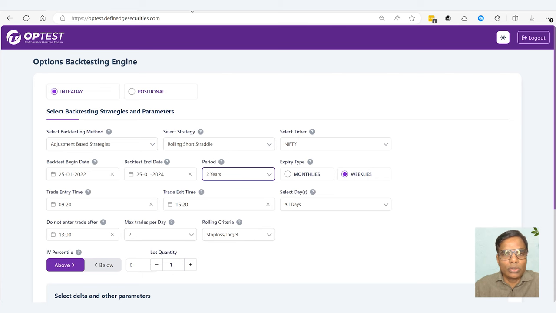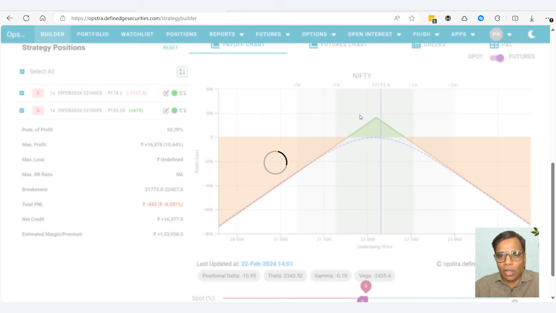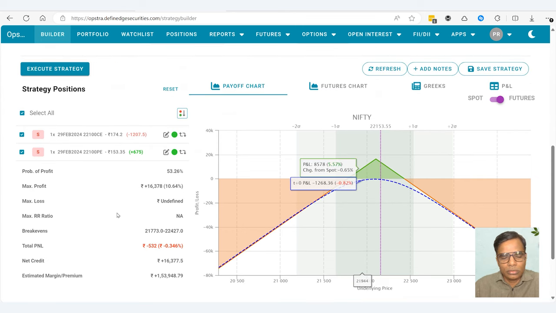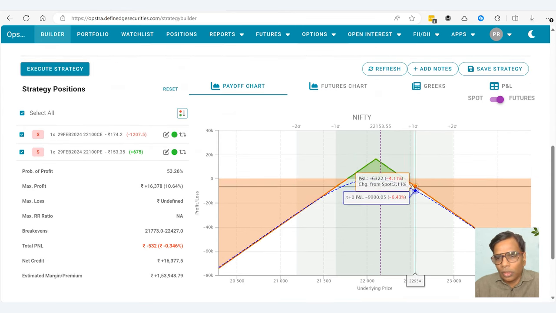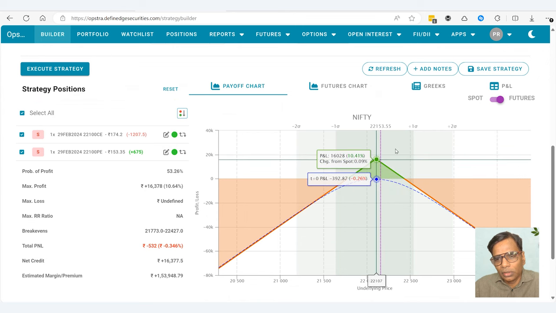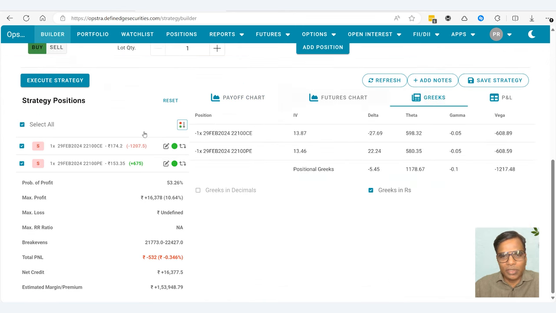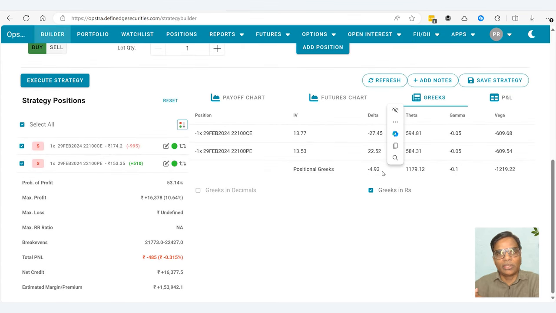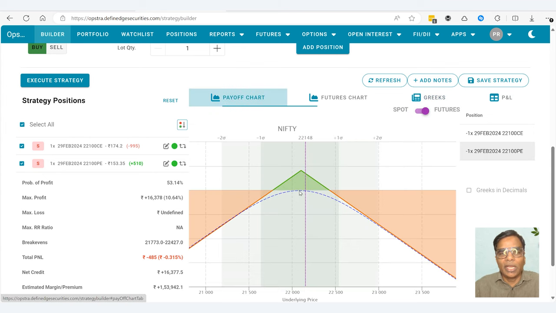Now, what is the rolling straddle method? It's quite simple. I have put a straddle here. So this is a straddle. Now, if the positional delta of this particular short straddle breaches minus 30 delta or plus 30 delta, then we are going to roll over that straddle from the current strike to a new at the money strike. That is one kind of adjustment.